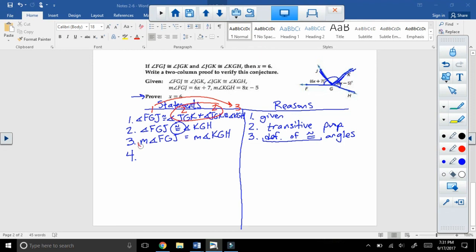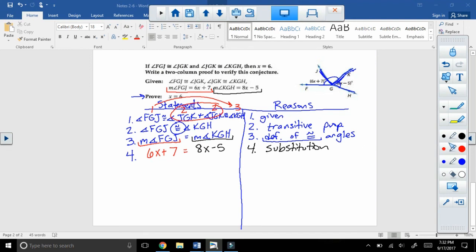Okay, what I can do next then is I can actually use substitution. Instead of writing the measure of angle FGJ, I can say that FGJ is equal to 6x plus 7. And instead of writing out the measure of angle KGH, I know that KGH is 8x minus 5. So here I've used the substitution property. And if you would like to abbreviate it, please don't use SUB because that could also stand for subtraction and that might get confusing.